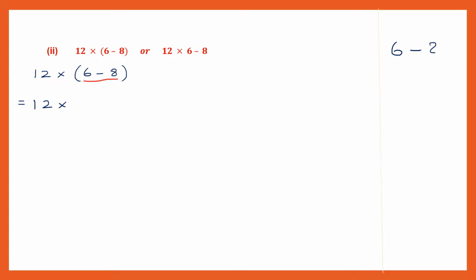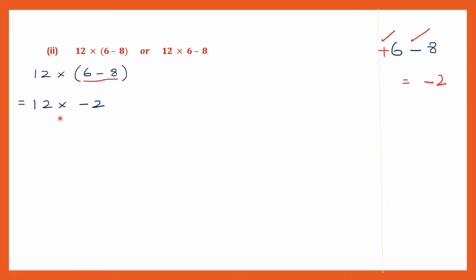6 minus 8. Now if a number doesn't have a sign, it's understood it's a plus sign. So here, plus 6 minus 8, we are going to use the rules of addition. The signs are different. So put the sign of the bigger number. That is 8 is the bigger number. The sign of 8 is minus. And then subtract, 8 minus 6 is 2. So what have we done? We have applied the rules of addition, which says when signs are different, put the sign of the bigger number and subtract. So here we have minus 2. So 12 into minus 2.